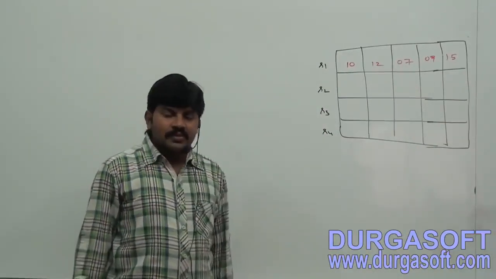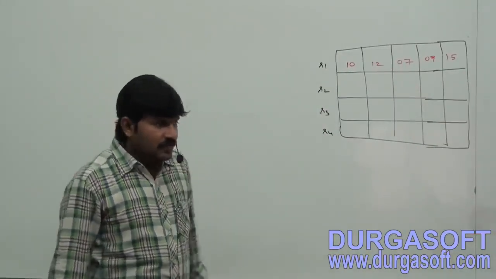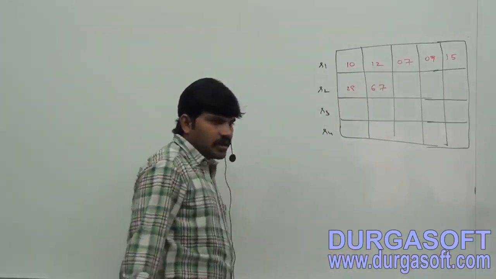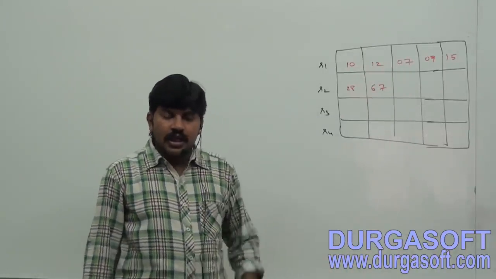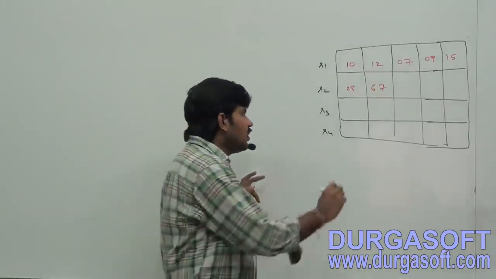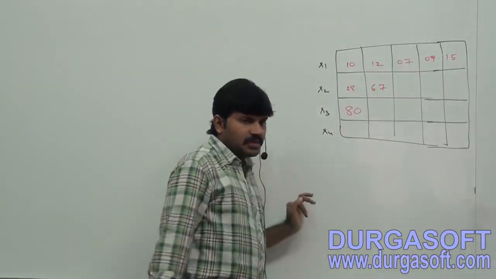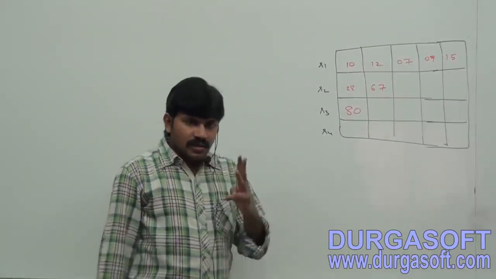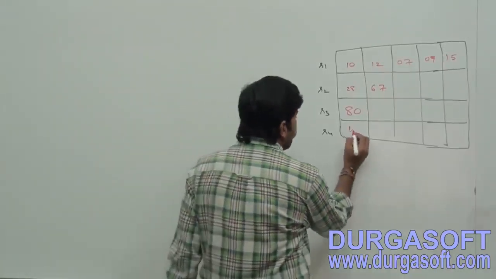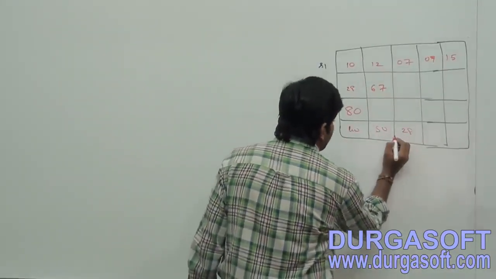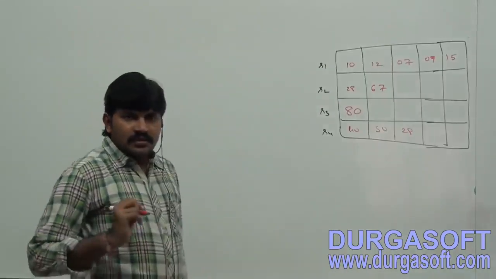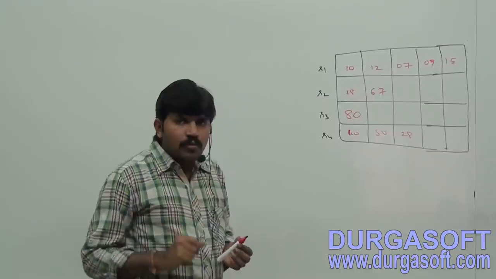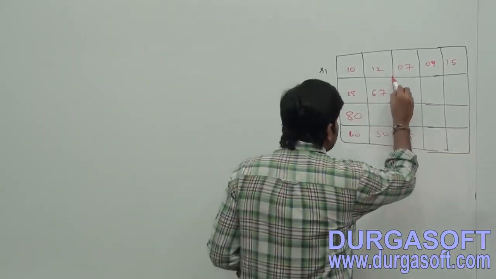The second student has only 2 subjects. He got 28 and 67. The third student has only 1 subject, and luckily he got 80 marks in that supplementary. The fourth student has only 3 subjects, and he got 40, 50 and 28. If I use a matrix representation, the problem is that memory wastage is high.